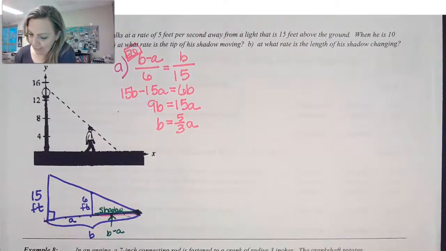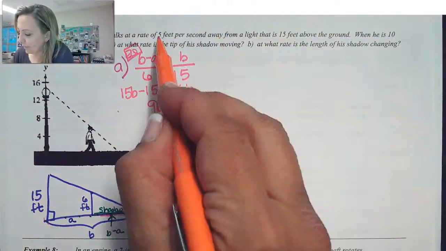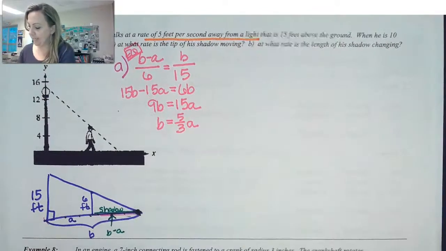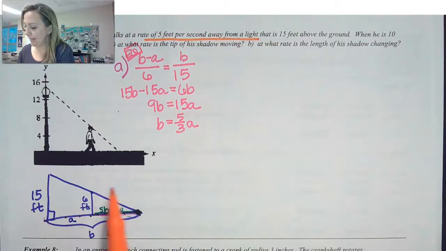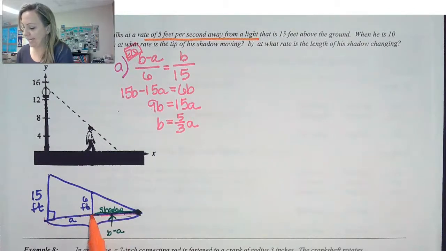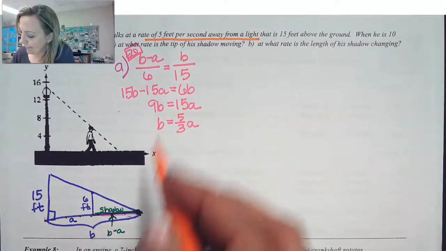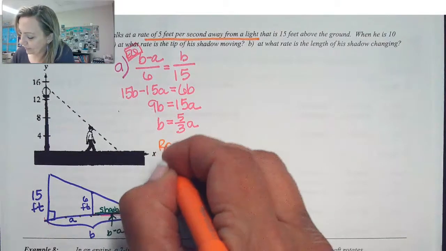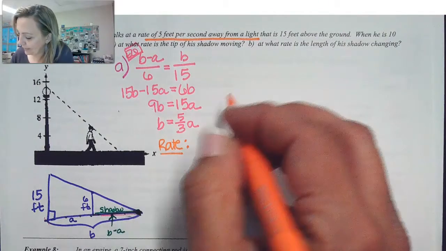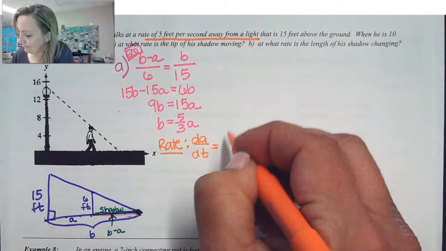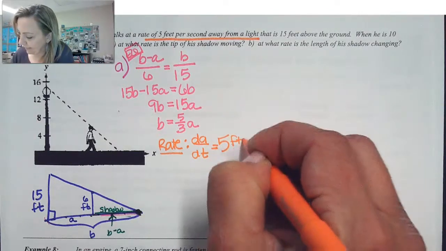All right, so the given rate that I have here is that he's walking 5 feet per second away from a light. And so that is how this A is changing. That's kind of what's happening, is that this is how he's moving away from the light, this distance A. So for my given rate, that's going to be dA/dt, and that's going to be 5 feet per second.